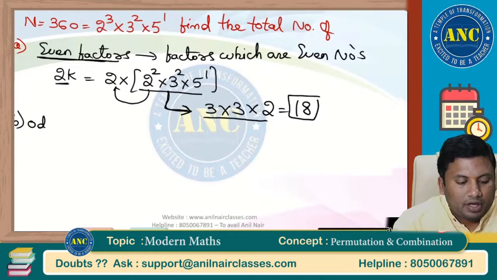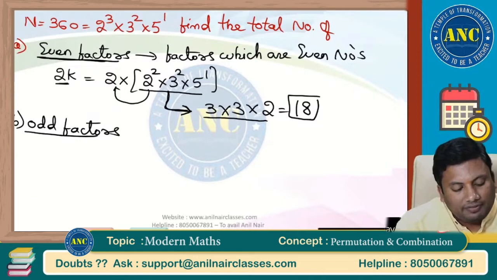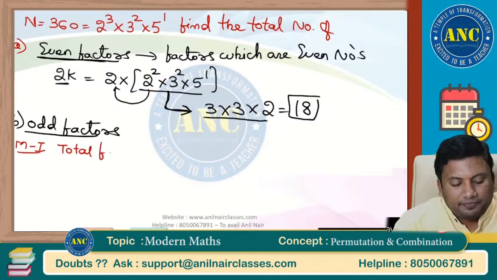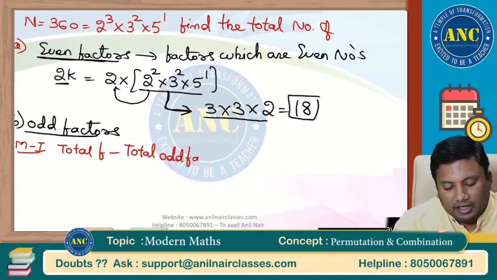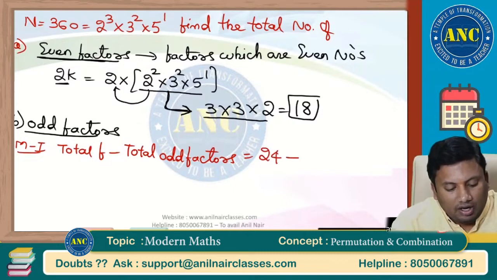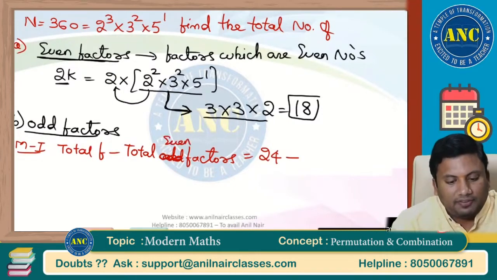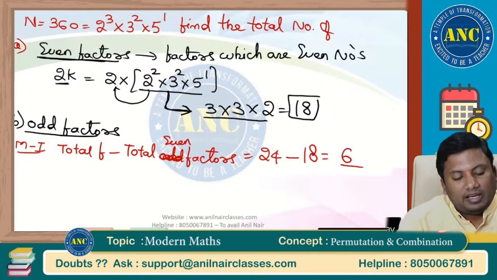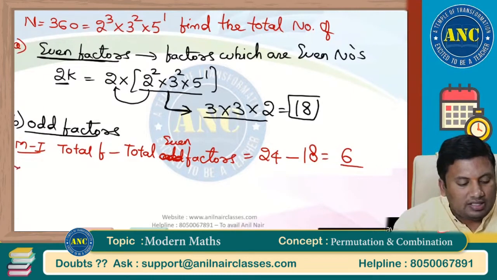Second question. Find the total number of odd factors. You can do it in two ways. Method number 1: total factors minus total number of even factors. Total factors is 24. Total number of even factors is 18. 24 minus 18 is 6. This is a negation rule.